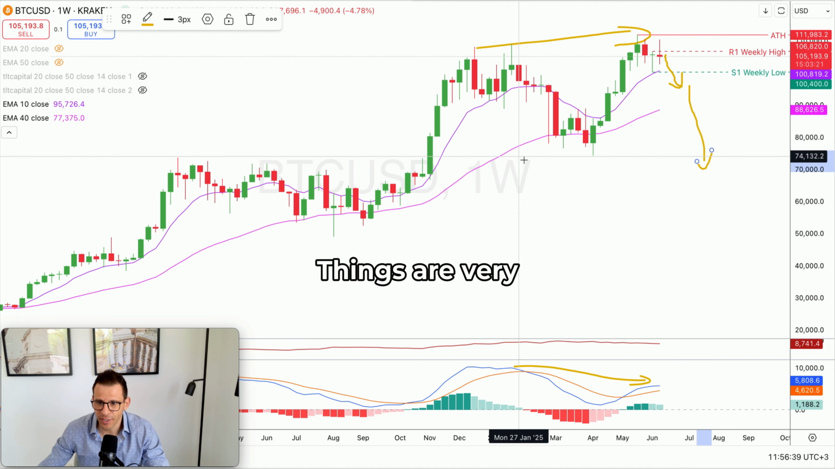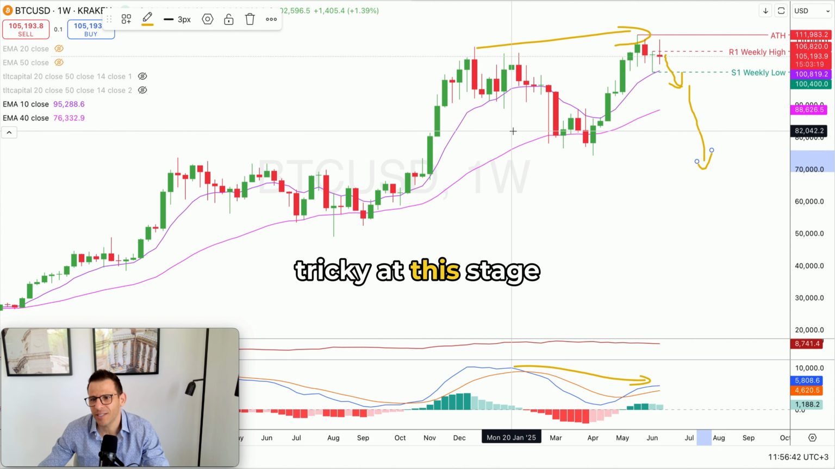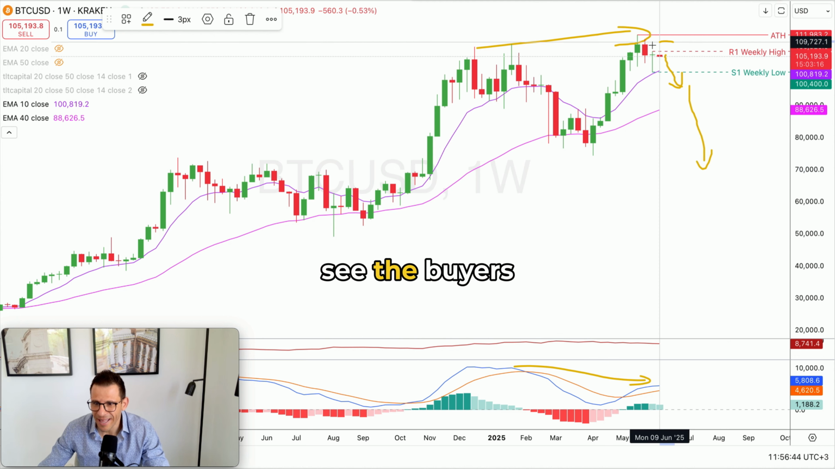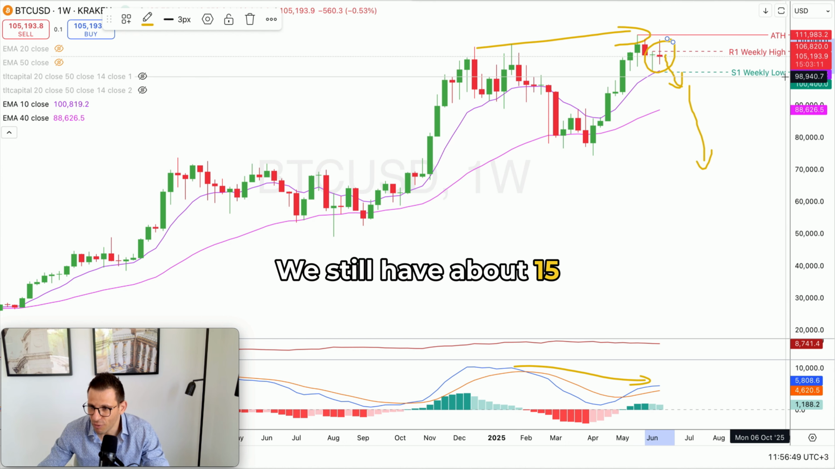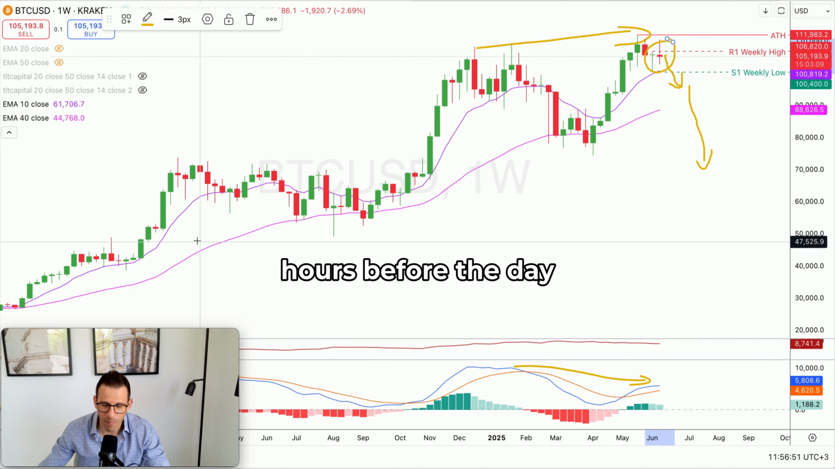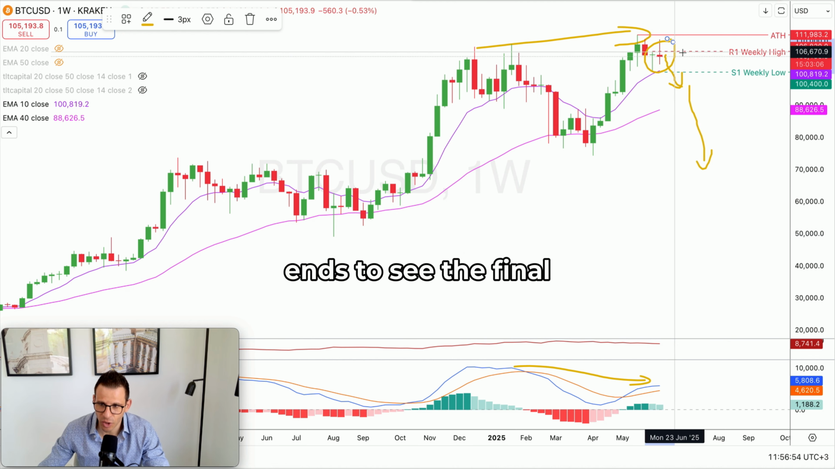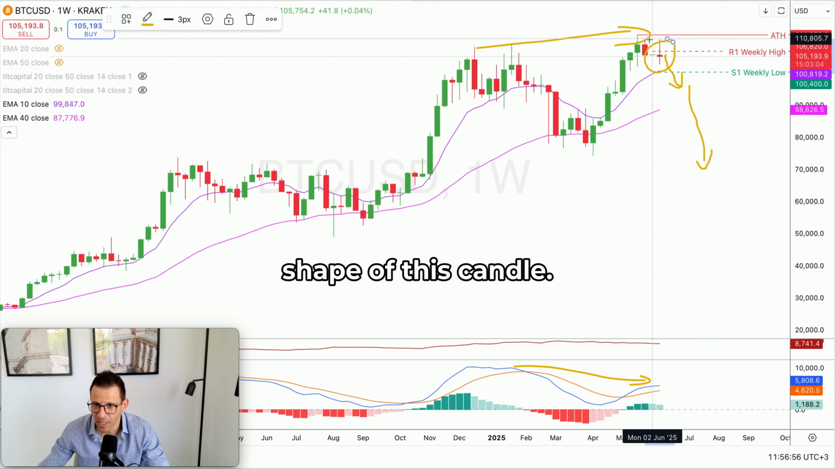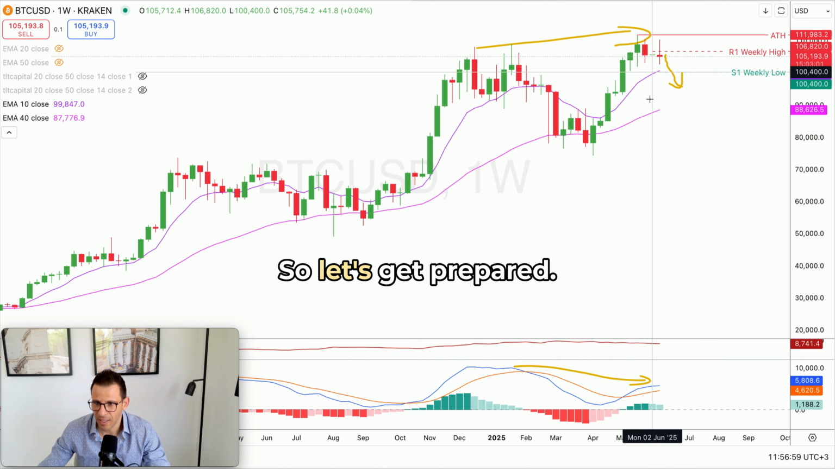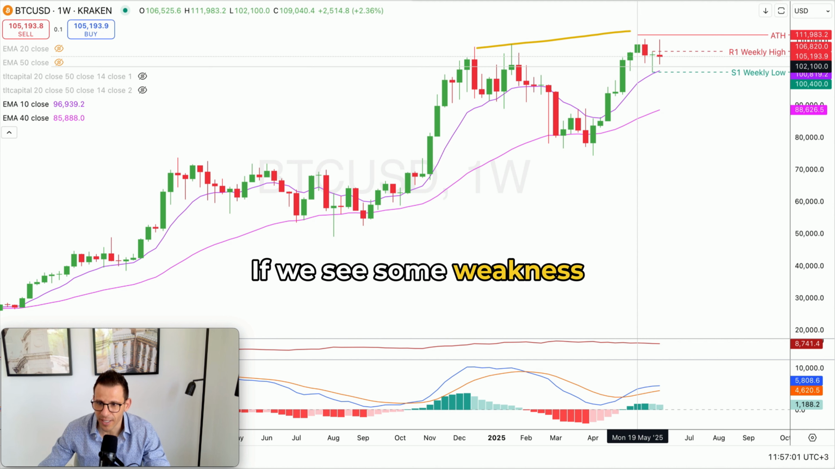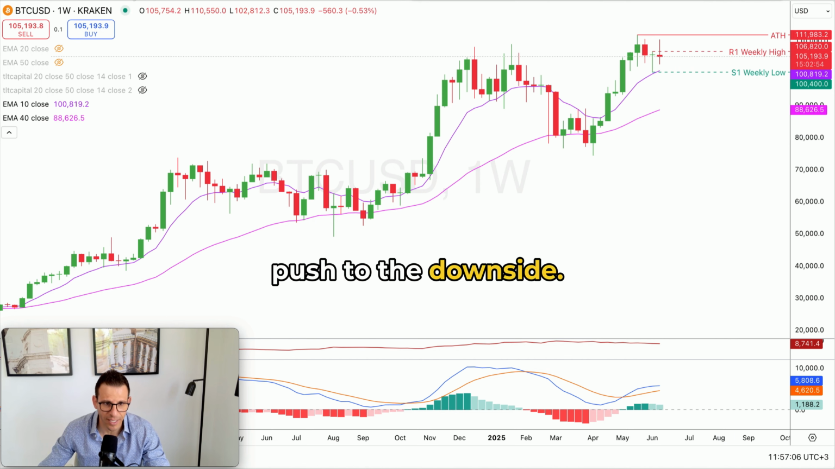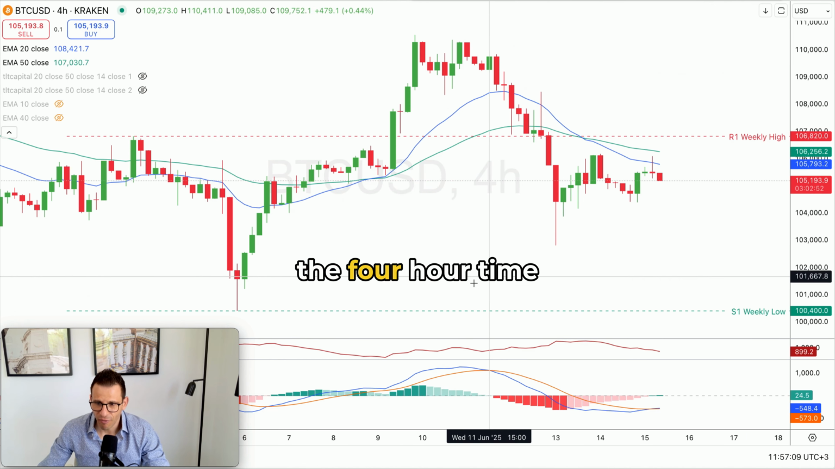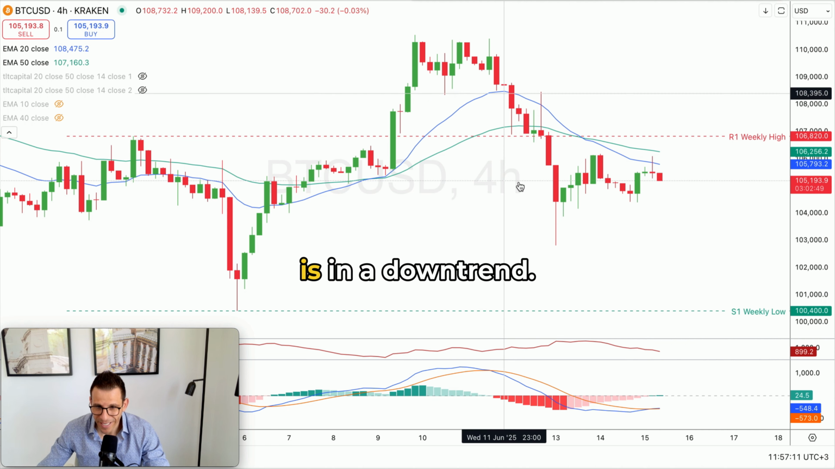Okay, things are very tricky at this stage because we don't see the buyers stepping in. We still have about 15 hours before the day ends to see the final shape of this candle. So let's get prepared. If we see some weakness around this level, we might get some push to the downside. If we examine the 4-hour time frame, the price is in a downtrend.